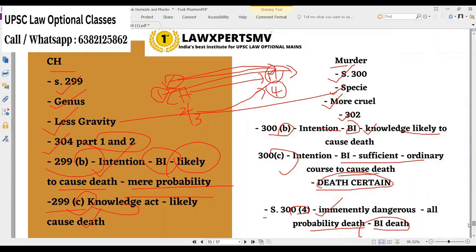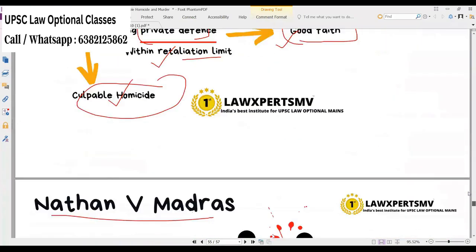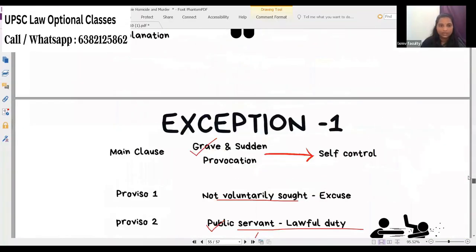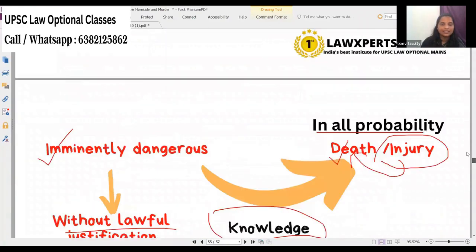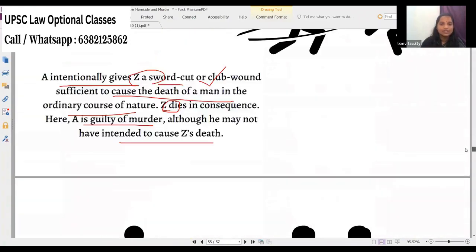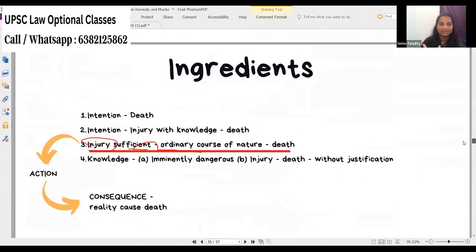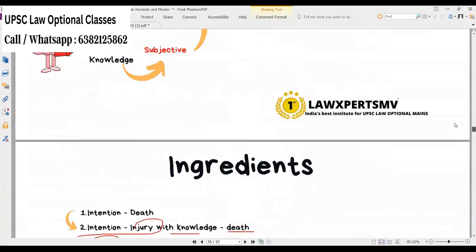Ma'am, the word "likely" in both section 299 and 300 will be a question of fact? Yes, sir, that's what the court has said. So likely is how likely it is. It depends upon the wound given, the weapon used. Everything is there, from case to case. Yes, exactly.